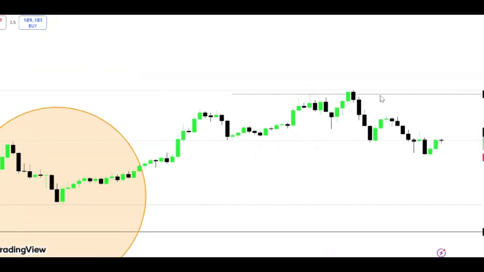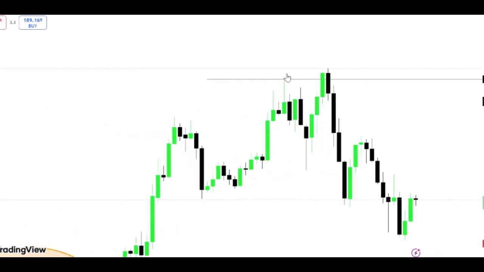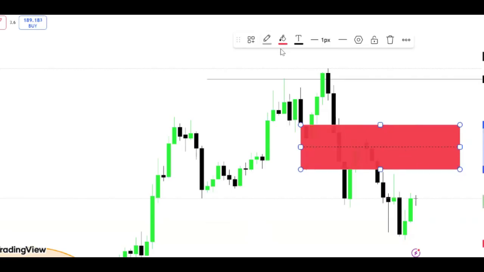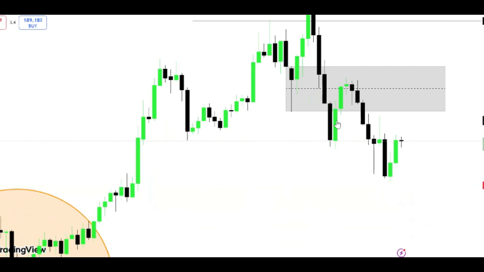So can you see what really happened here? We have this low, high that has been taken out, and then price comes to give us a market structure shift here. Can you see it? So if you trade a breaker block, this is a breaker block. Price retraces into a breaker block, and then continues lower.